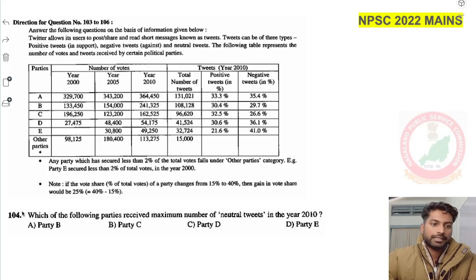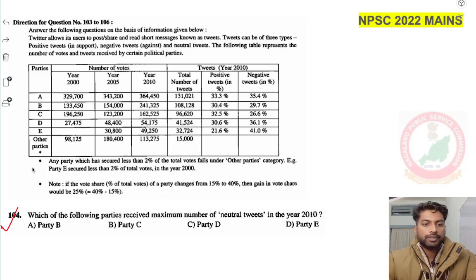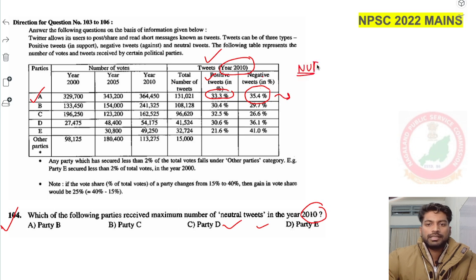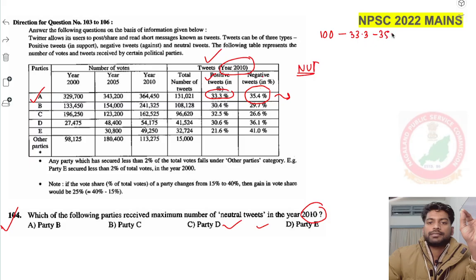Okay, again the same, question 104. Which of the following parties received the maximum number of neutral tweets in 2010? Now come here to 2010. This is the tweets. A political party received 33% positive tweets and 35% negative tweets. So definitely the rest is neutral tweets. Look, total tweets will be 100%. Positive 33.3 and negative 35.4, so the sum will be 68.7. So that leaves 31.3.